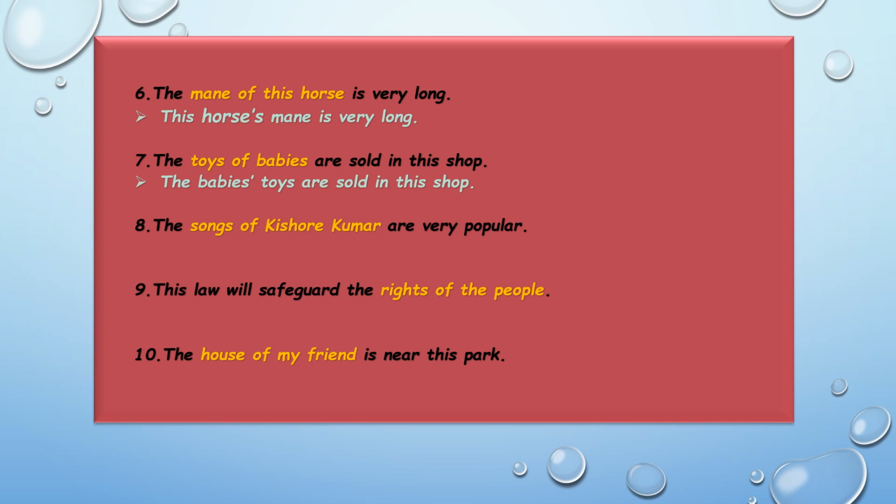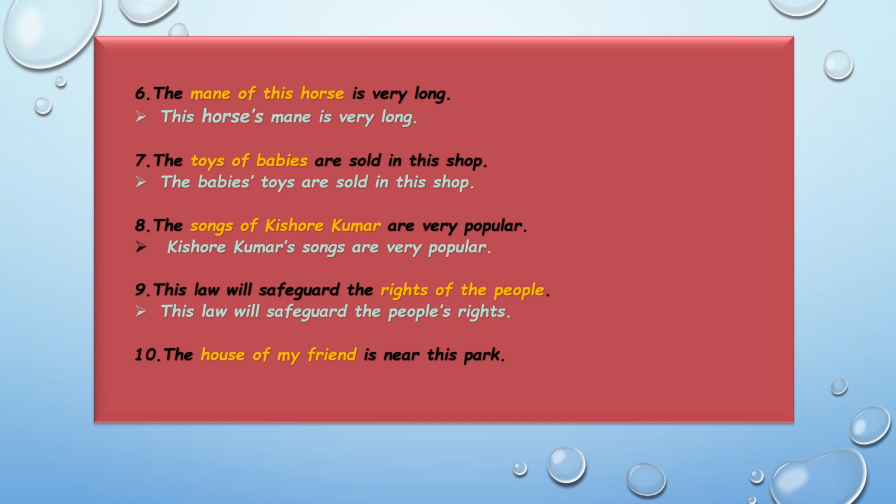Number 8. The songs of Kishore Kumar are very popular. So we will write Kishore Kumar's songs are very popular. Number 9. This law will safeguard the rights of the people. See here, the rights are of people, isn't it? But people is a plural noun that does not end in S. So we will add apostrophe S to show the possession. This law will safeguard the people's rights.